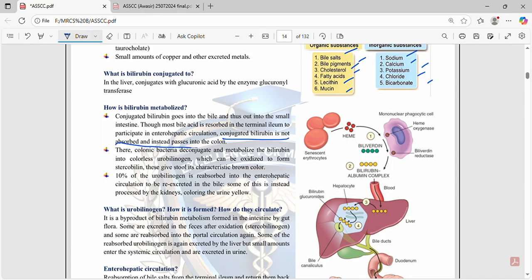There, colonic bacteria deconjugate and metabolize the bilirubin into colorless urobilinogen, which can be oxidized to form stercobilin. This gives stool its characteristic brown color. 10% of the urobilinogen is reabsorbed into enterohepatic circulation to be excreted in the bile. Some of this is instead processed by the kidney, coloring the urine, in the form of urobilinogen.